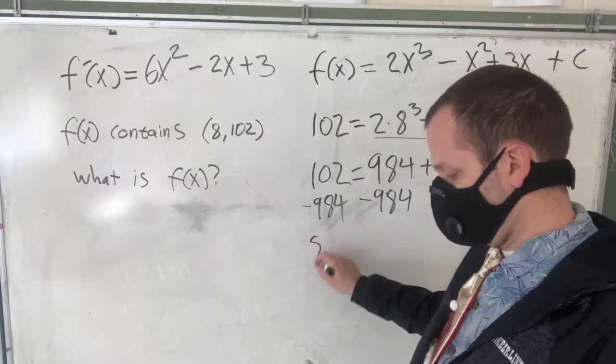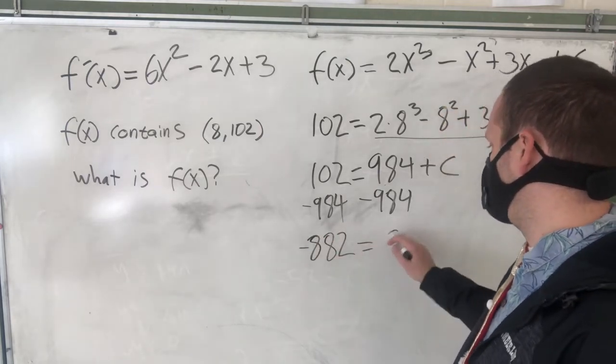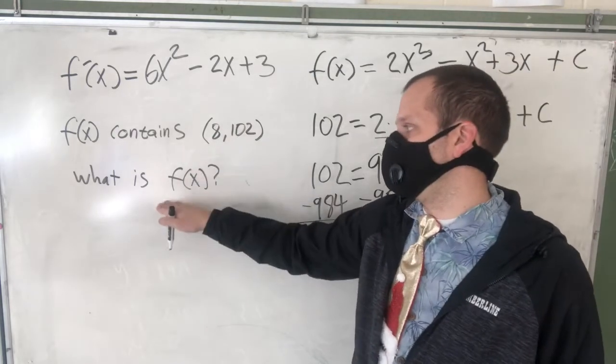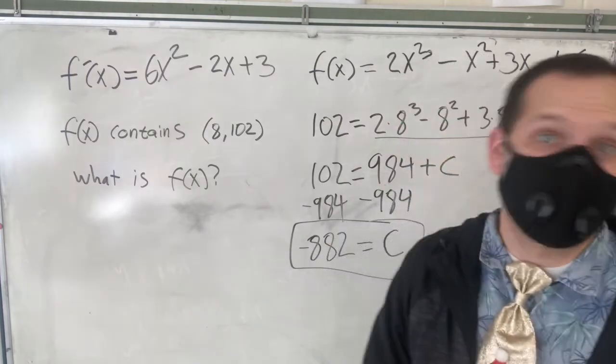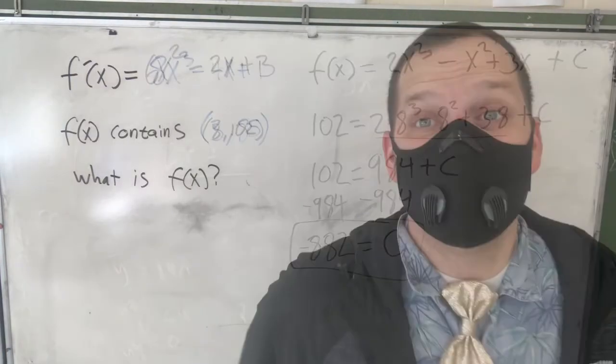That gives me 882. Negative 882 is c. That would be the starting value. That's where this equation, f of x, would have had to cross the y-axis, basically, okay? Let's try another one. Here we go, let's try this one now.